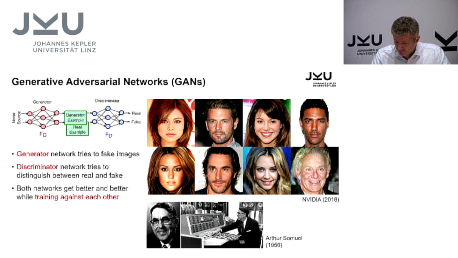And so, for instance, if you look at these 8 pictures here, this is generated by NVIDIA 2 years ago only, and you try to find out what is a real human and what is not, then the answer is none of these people exists. All these 8 faces are generated by a computer algorithm. And this somehow reminds us of Arthur Samuel's achievement in the 1950s, where he had 2 IBM machines playing checkers against each other, learning and getting better and better.